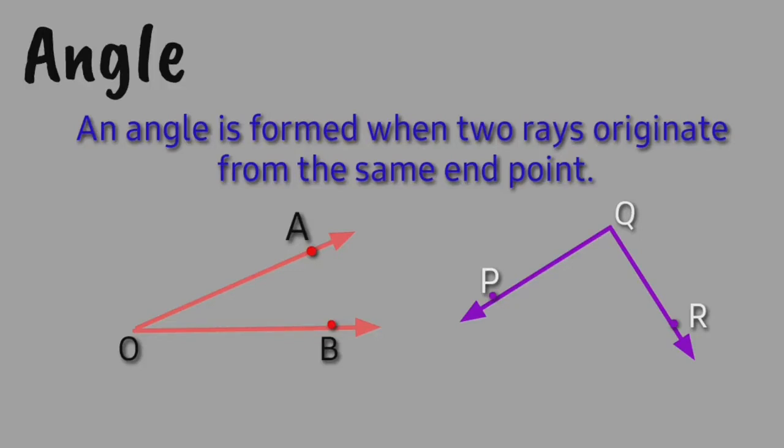In the first angle, O is the vertex and rays OA and OB are called arms of the angle. In the second one, Q is the vertex and ray QP and ray QR are arms. We can also name these angles by using only the vertex. Here we can name them as angle O and angle Q.